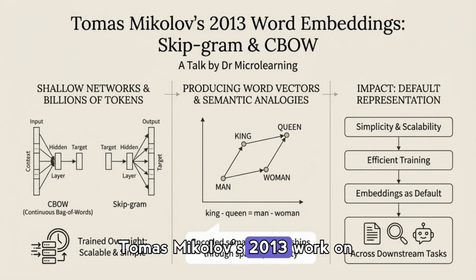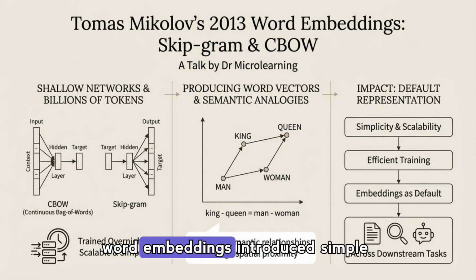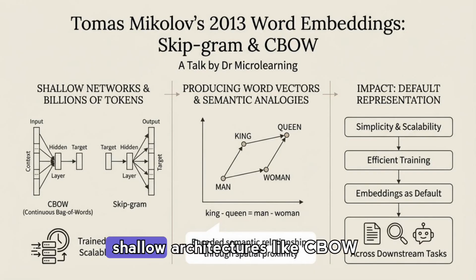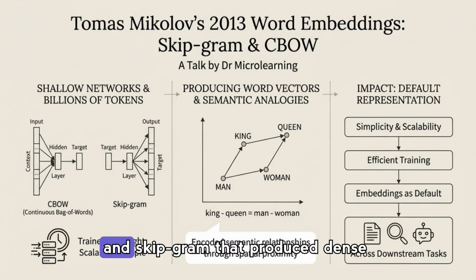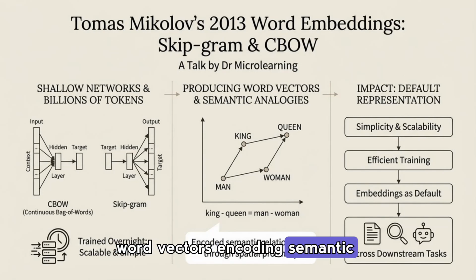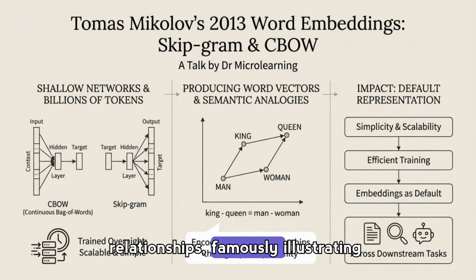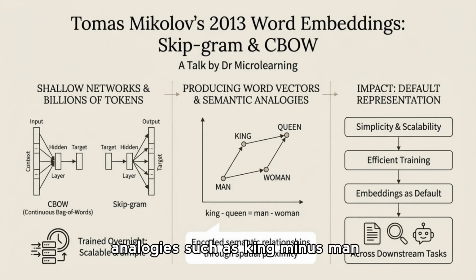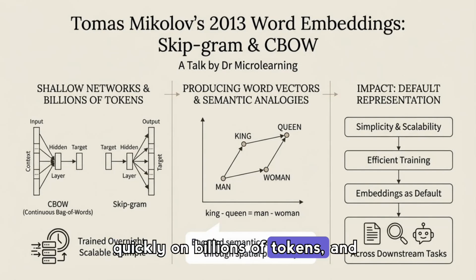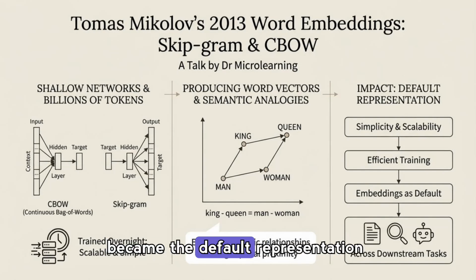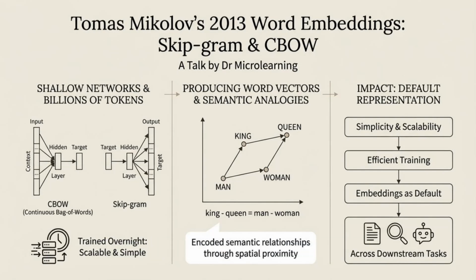Tomáš Mikolov's 2013 work on word embeddings introduced simple, shallow architectures like CBOW and skip-gram that produced dense word vectors encoding semantic relationships, famously illustrating analogies such as king minus man plus woman equals queen. These methods were scalable, trained quickly on billions of tokens, and became the default representation that downstream NLP systems relied on for efficient, transferable semantics.